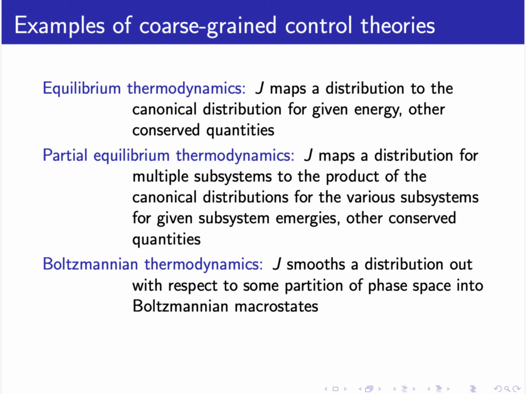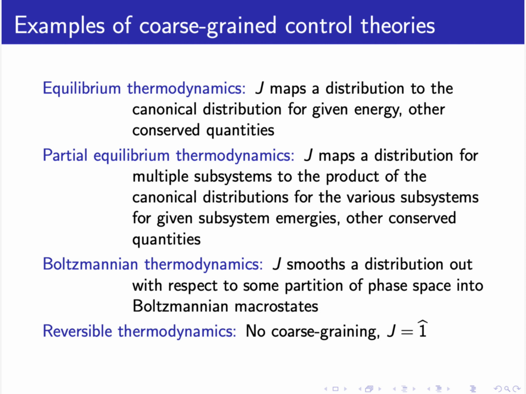So the appropriate coarse-graining there is a sort of smoothing out with respect to that partition into macrostates. We take the probability distribution and we make it uniform over each macrostate, but we still allow it to be very non-uniform from one macrostate to another. That gives you Boltzmannian thermodynamics. And then we have reversible thermodynamics where there's no coarse-graining at all. So in reversible thermodynamics, the coarse-graining operation supposedly is the identity. We can do any Hamiltonian transformation we like in reversible thermodynamics.